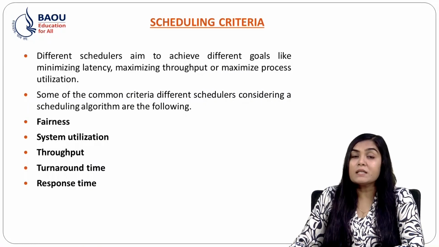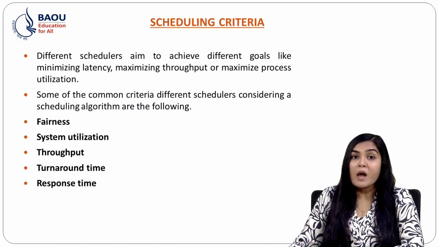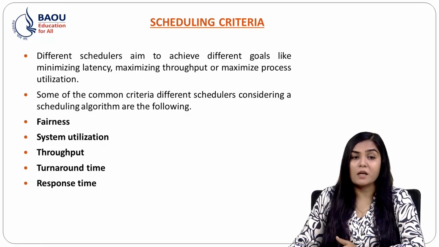The next one is system utilization. The CPU as well as the IO devices of the system should always be kept busy. Keeping them executing all the time implies more operations performed per second.